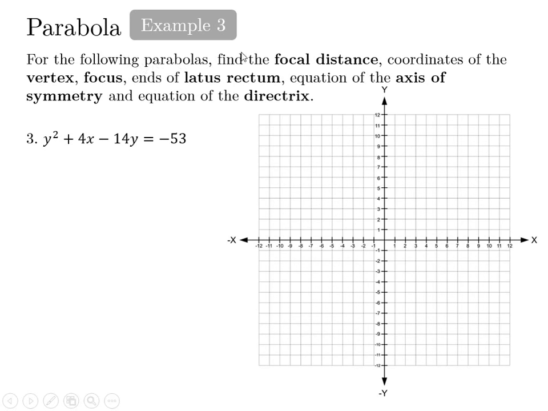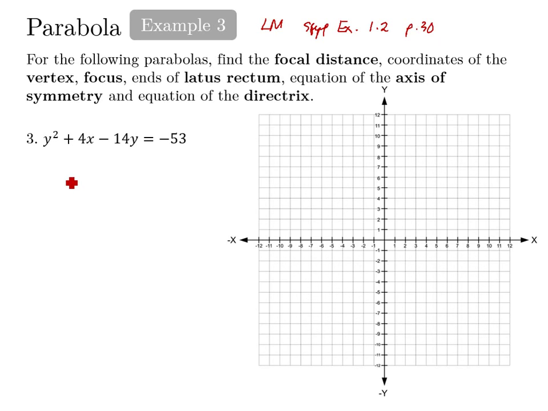For example 3, again, we need to find the focal distance, the vertex, the focus, the ends of the latus rectum, and the equations of the axis of symmetry and the directrix. I lifted the problem from the learner's module. You can find this problem on the learner's module on pre-calculus, supplementary exercises 1.2 on page 30. Parang 31 ata, pero parang 30.